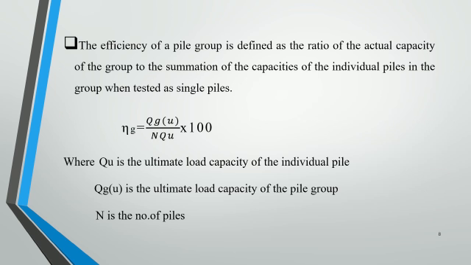The efficiency of a pile group is defined as the ratio of the actual capacity of the group to the summation of the capacity of the individual piles in the group when tested as single piles.